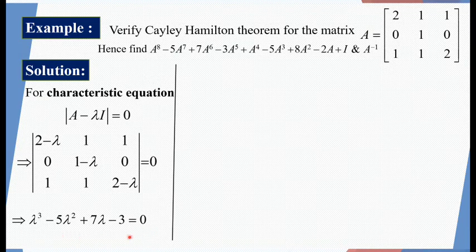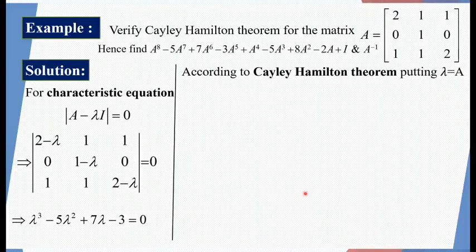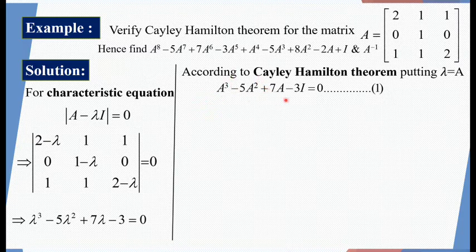Now we have to verify Cayley-Hamilton theorem for this particular characteristic equation. So how to verify? As discussed in previous slide, we have to replace lambda by A. So on replacing, we get A cube minus 5A square plus 7A minus 3I equals to 0. Let it be equation number 1. That is, we have to verify this particular equation which is obtained from the characteristic equation. So for this we already have A. We have to find A square and A cube.